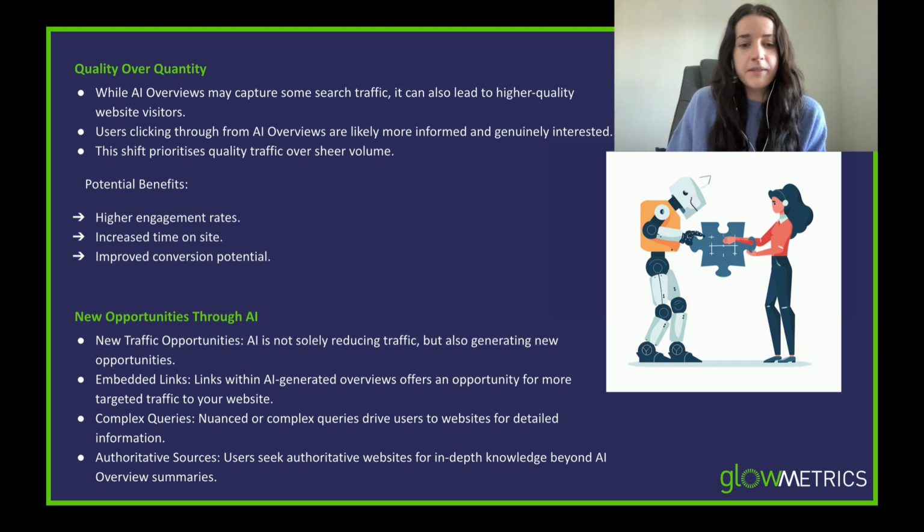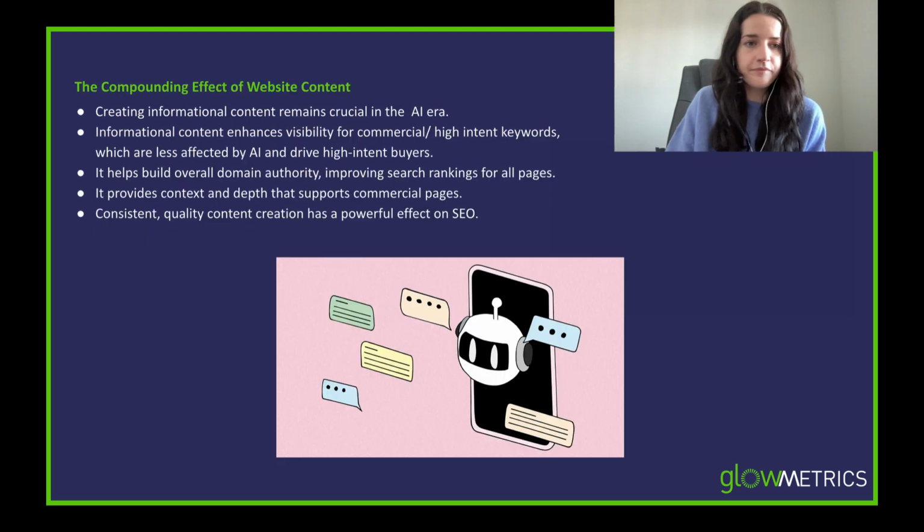Users seek authoritative websites for in-depth knowledge beyond AI overview summaries. AI overview summaries are great for a quick burst of information, answer my question quickly, great, I can move on. But they will always want a website they can trust, a source that's authoritative and knows what they're talking about. So that EAT is still very much a really big component here.